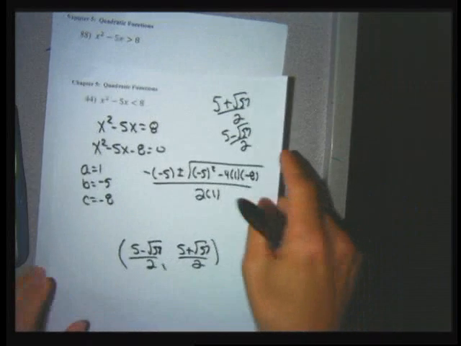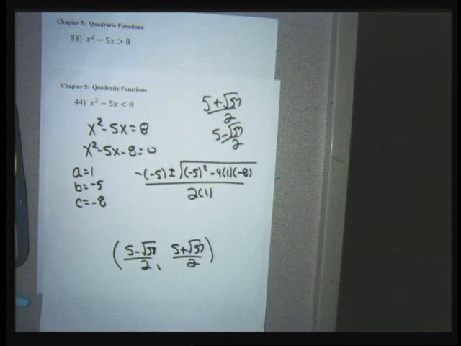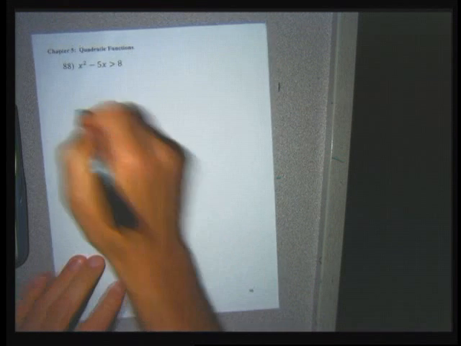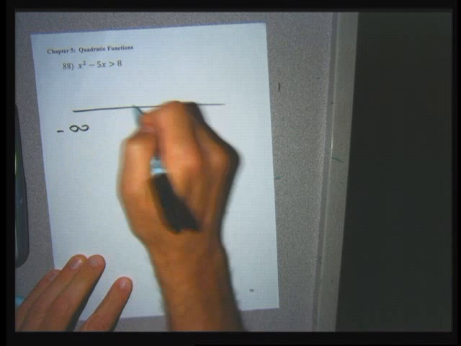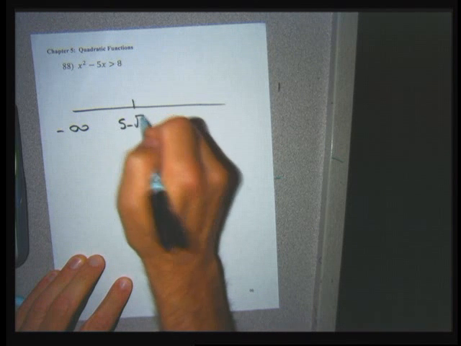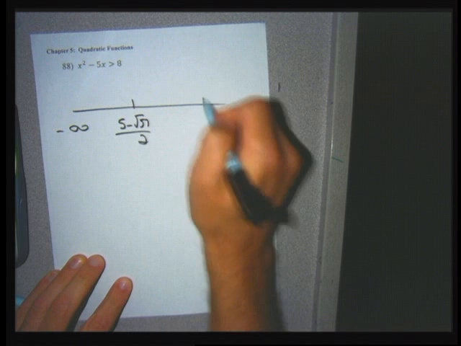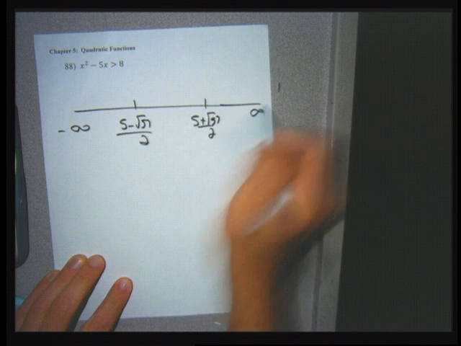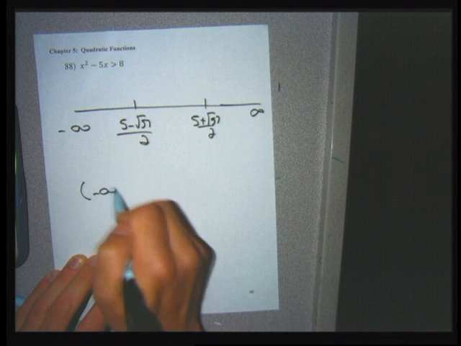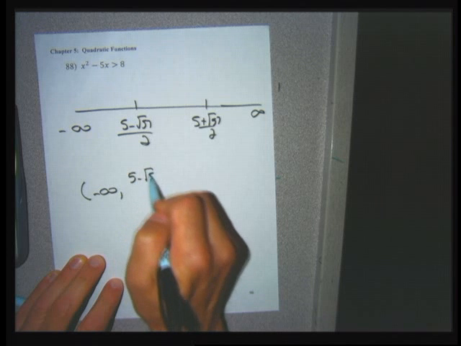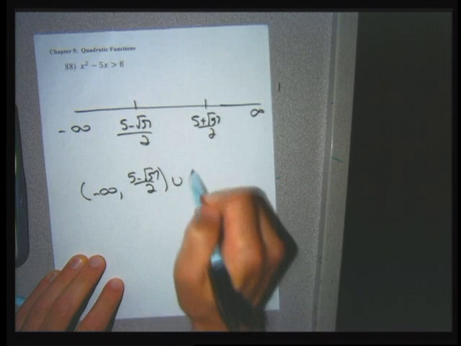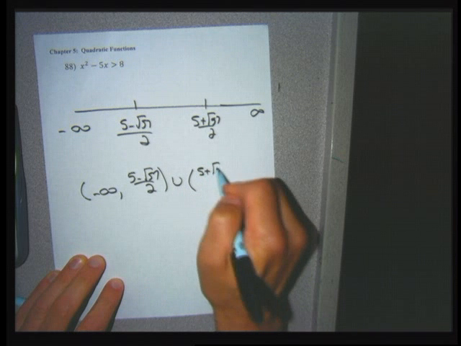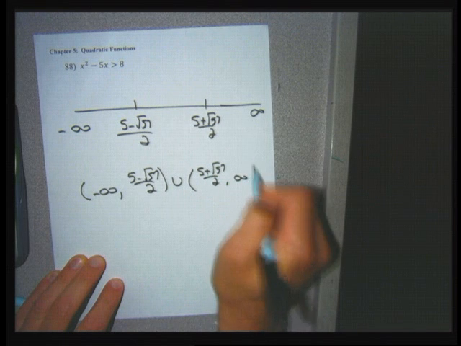And then 88 is, again, essentially the brother problem of 44. The numbers that went on the number line when I did 44 were negative infinity, 5 minus the square root of 57 over 2, 5 plus the square root of 57 over 2, and infinity. I'm going to gamble on the outside intervals of negative infinity, 5 minus the square root of 57 over 2, and 5 plus the square root of 57 over 2, comma, infinity.